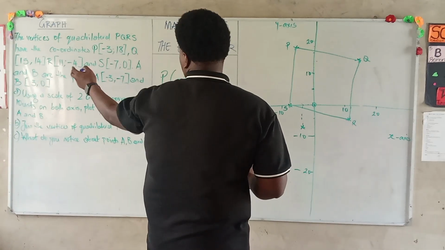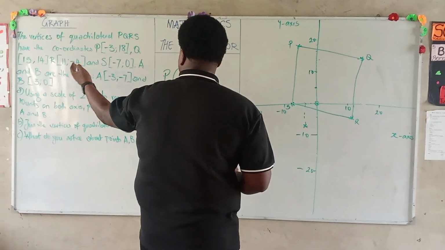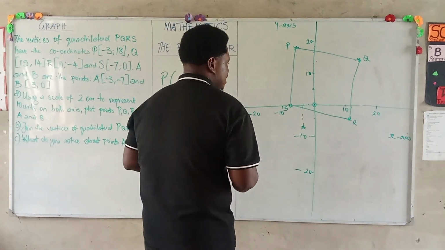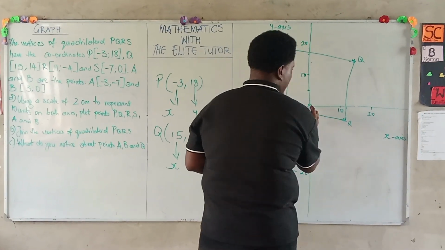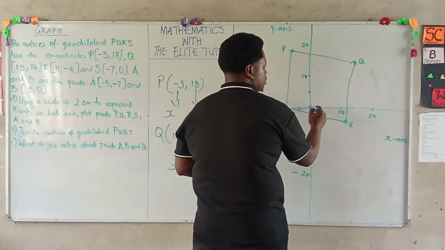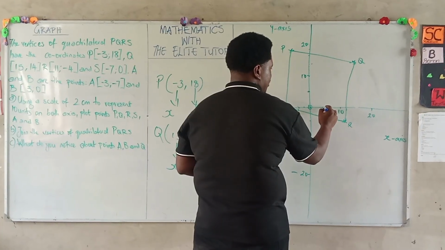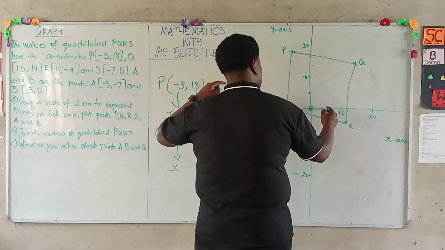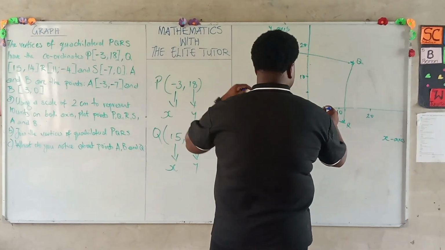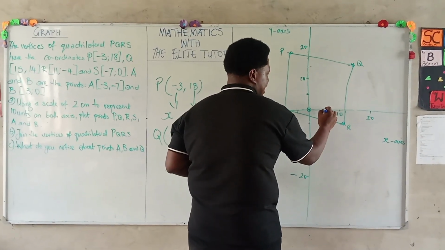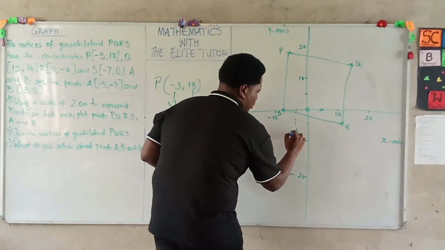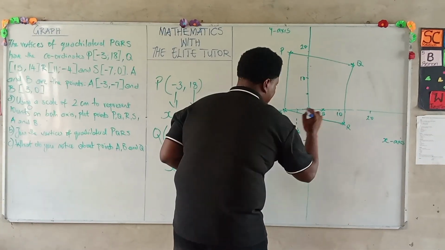And for B, we have coordinate 3 and 0. So when x is 3, 3 will be between 0 and 10, so we're going to have 3 here. When x is 3, what happens to our y? The value of y is also 0, so it's going to be on this straight line. Now we have the points A and B.